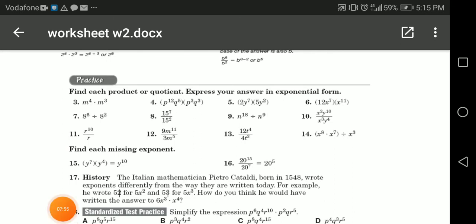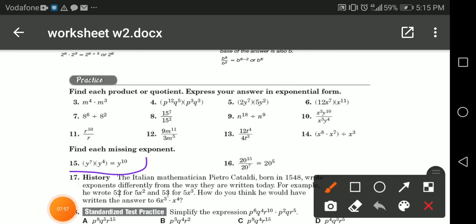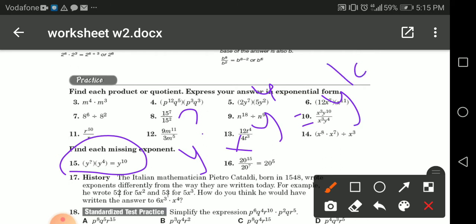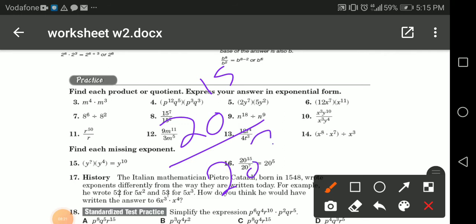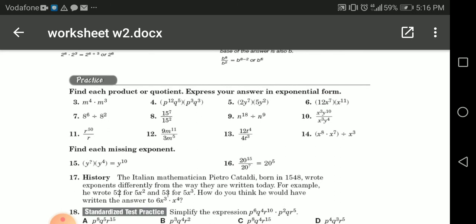Okay, this one is also a good one. Find the missing exponent. y to what power multiplied by y to the fourth power gives me y to the 10th power. What do you think? 10 is the product, so 10 equals 4 plus what? 4 plus 6, so the answer is 6. What about this one? Very easy also. 20 to the 15th power over 20 to what power equals 20 to the 5th power. Here, 15 minus what gives me 5? 15 minus 10, so the answer is 10. Easy one? I think so.